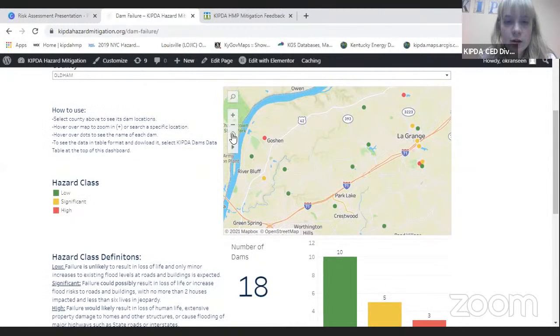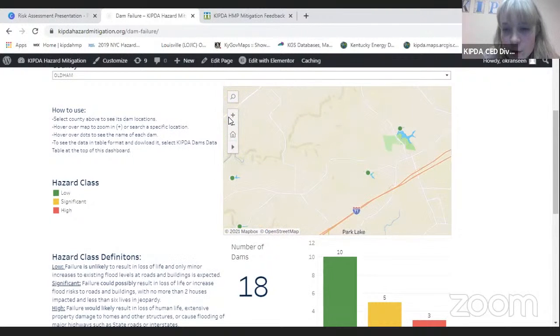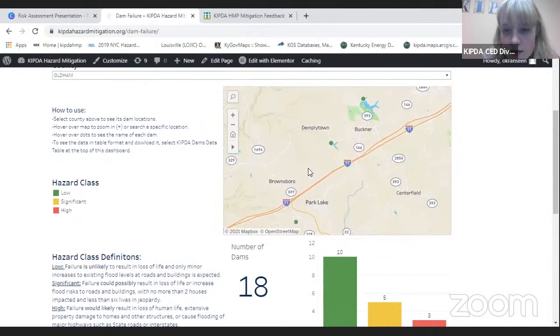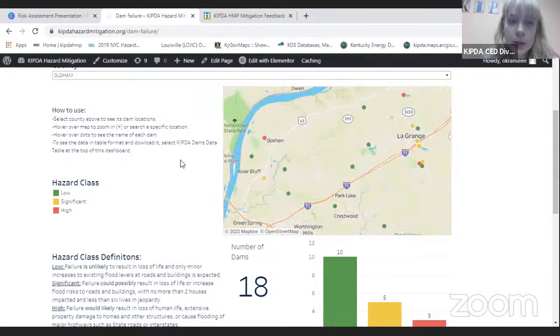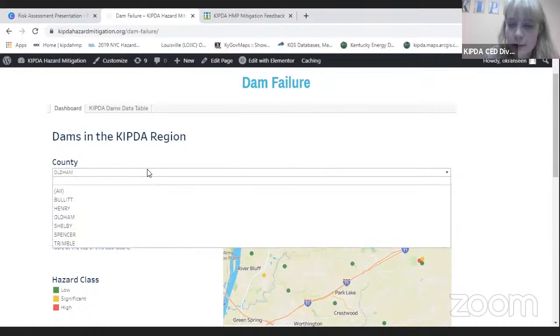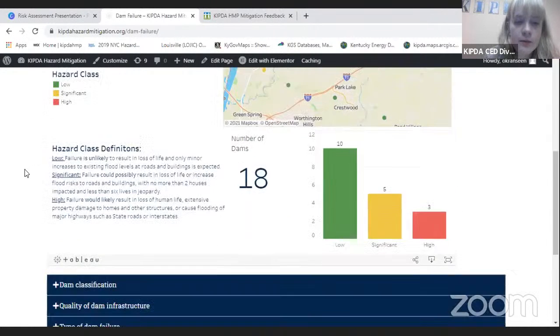And you can even search an address, search the map. You can zoom in. These are streets. You can even zoom in really far, see exactly where it's located. So that's something helpful that we've developed for our communities. And again, it's customizable to your county.